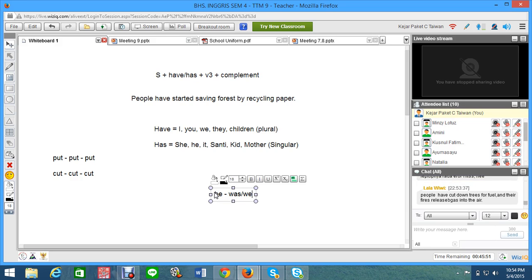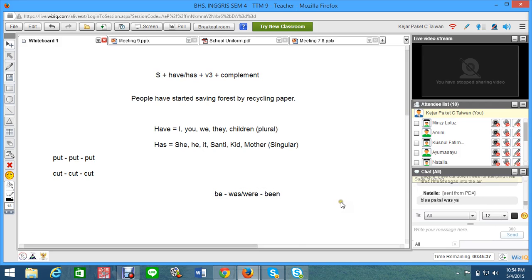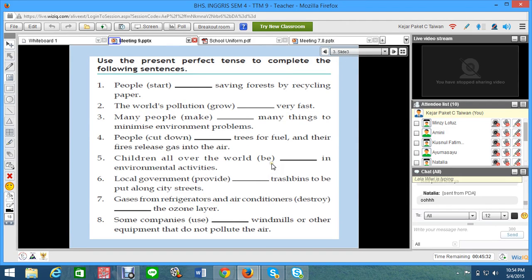Was atau were. Verb 3-nya been. Oke. Jadi di sini kita pakai been. Verb 3. Kalau verb 2 baru kita pakai was atau were, okay? But here because the present perfect that we have to use verb 3, okay?